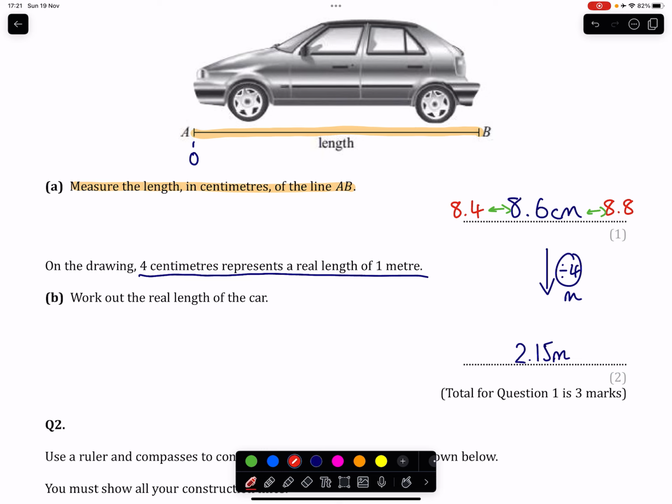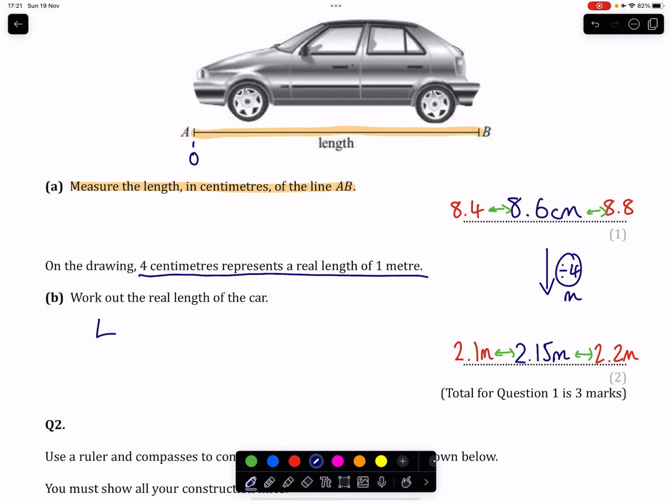If I do the same with a smaller value, I'll get 2.1 meters. And if I do the same for the bigger value, I'll get 2.2 meters. And of course, anything in between that is okay. If you didn't put m for meters in, you would not have got the marks for this, because meters are not the same as centimeters, so it can't just be assumed that you're using the same unit.